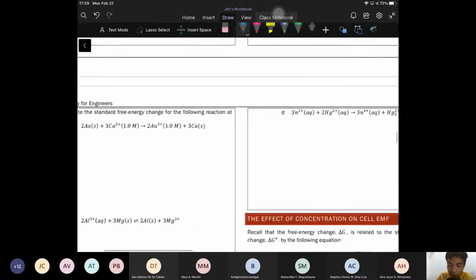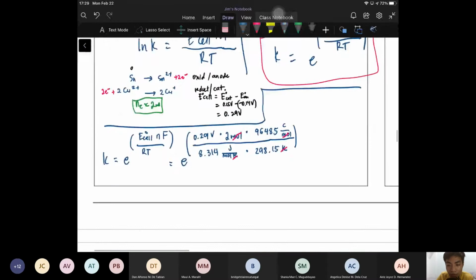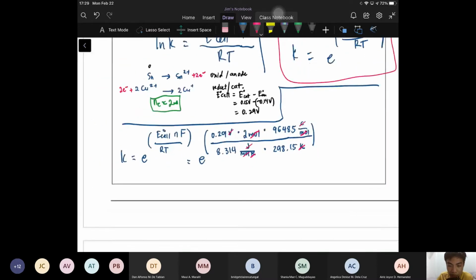Okay. So anyway, ang unit nun ay joule per volts mole. Joule per volt mole yan, yan yung unit ng coulombs natin. Magka-cancel yung volts, yung joule, and yung mole with the coulombs. So joule per volts mole ang coulombs natin. With that, cancel na natin lahat ng units.